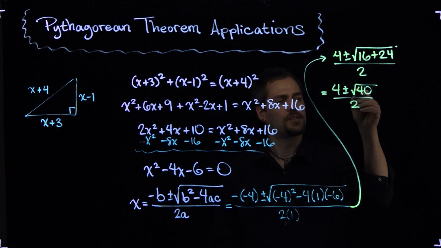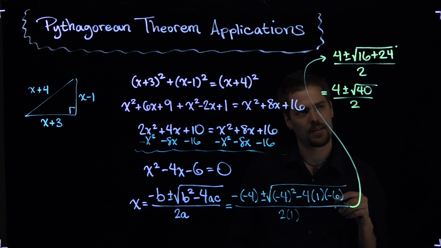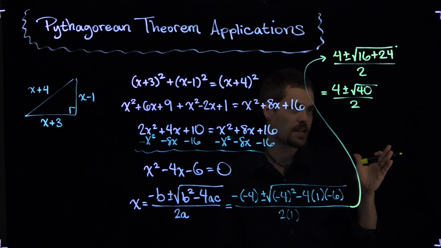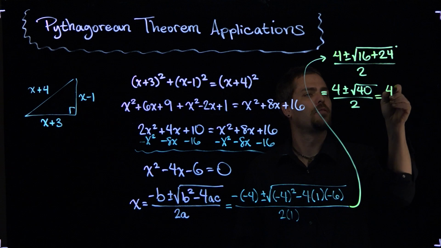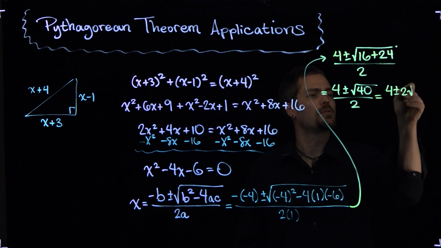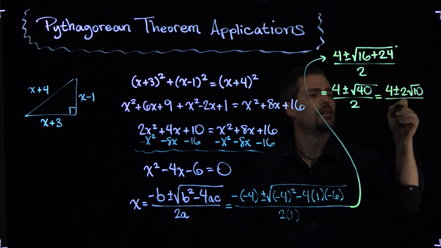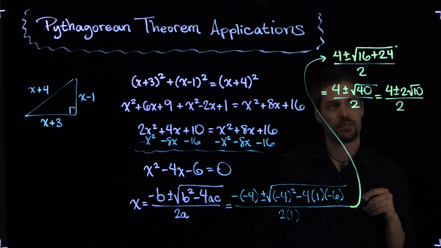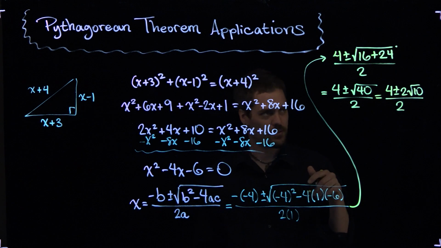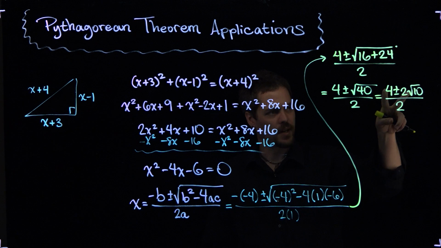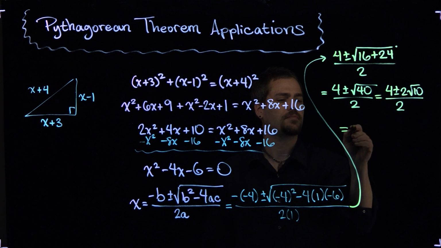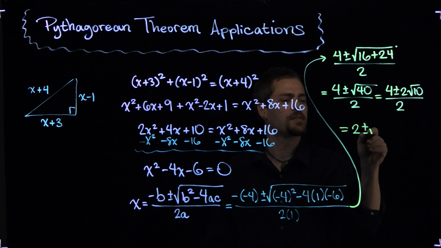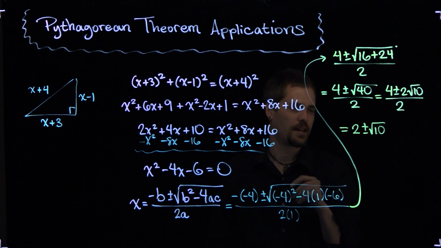The square root of 40 can be simplified. You can think of 40 as 4 times 10. The square root of 4 is 2, so this would leave me at 4 plus or minus 2 root 10 all over 2. Please review how to deal with these roots. I can divide both terms in the numerator by 2, and that would give me 2 plus or minus root 10. Okay. And from here, I've got two solutions.